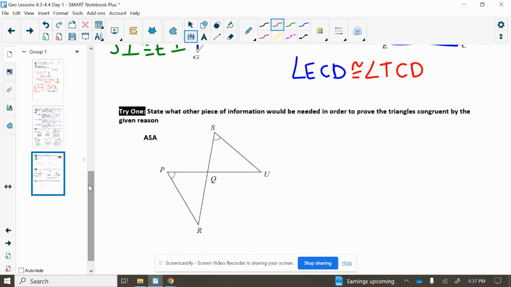All right, we have one more down at the bottom. What extra piece of information would you need to be given congruent in order to prove these two triangles congruent by angle, side, angle?